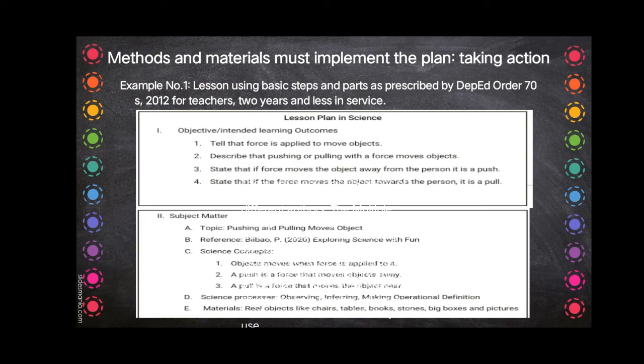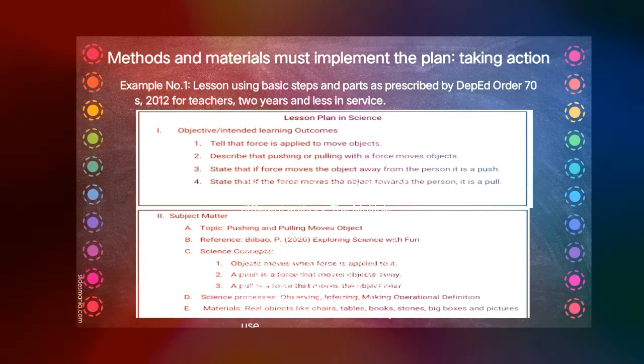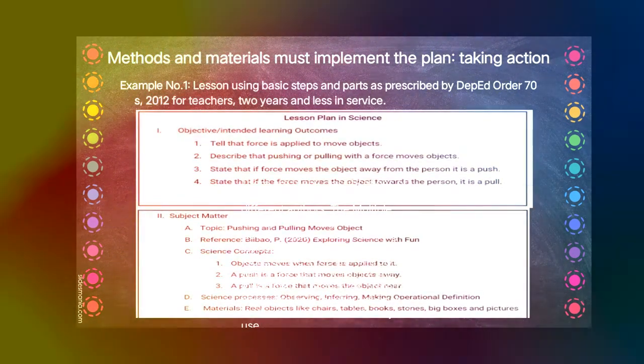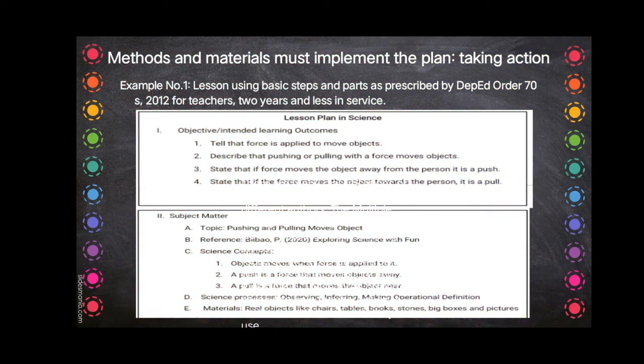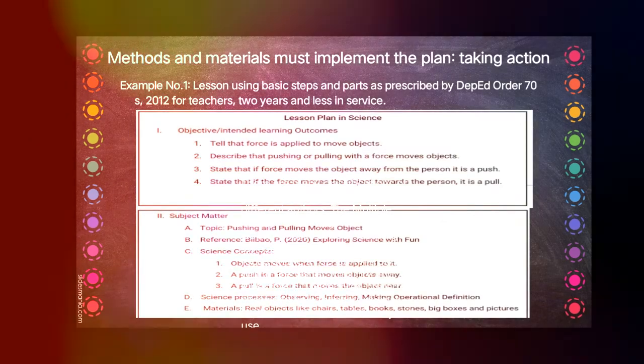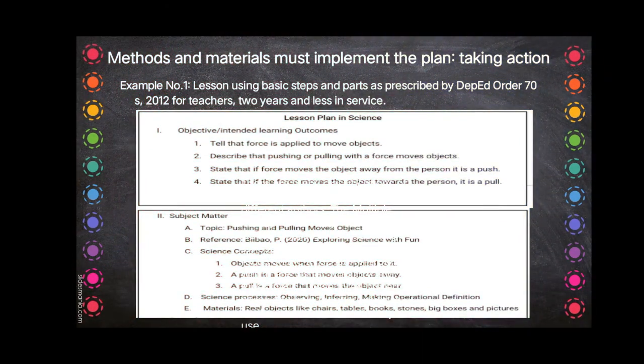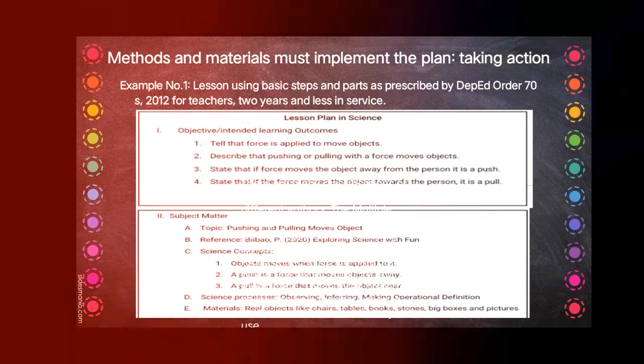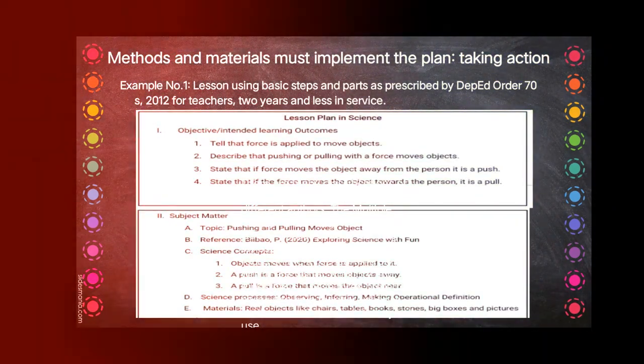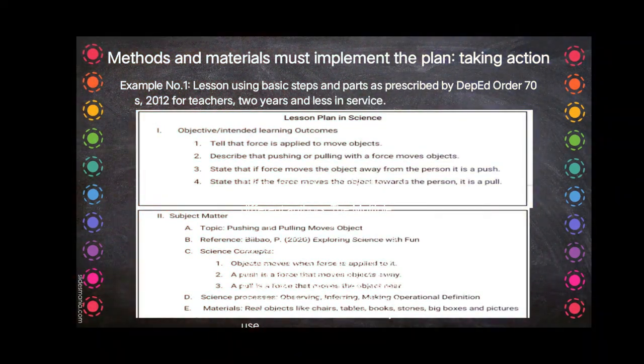So example number 1, a lesson using basic steps. Okay, class, as you can see on your screen right now, that is one example of how to make a lesson plan. So this is our example, a lesson plan in science. You must always remember that when you are making a lesson plan, the first on the list is your objectives, your intended learning outcomes.